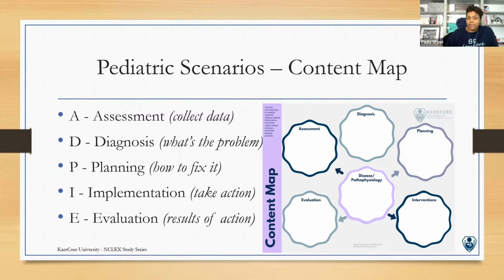So we have content maps that we share. And when you're studying, you want to use a content map. It's based on the American Nurses Association ADPIE nursing process. And so we've set it up to where it's easy for you to study based on your disease process. So you have your assessment. Assessment is where you collect the data.